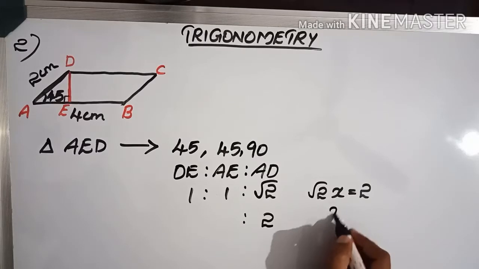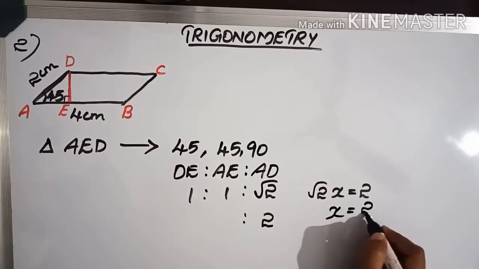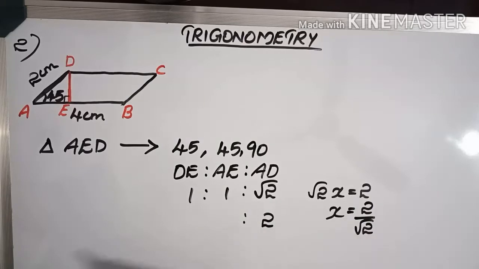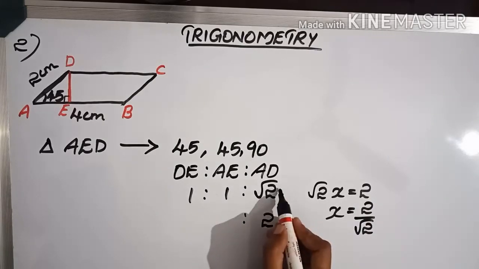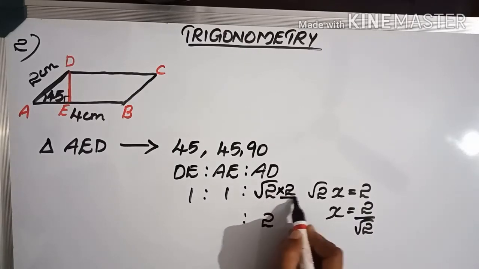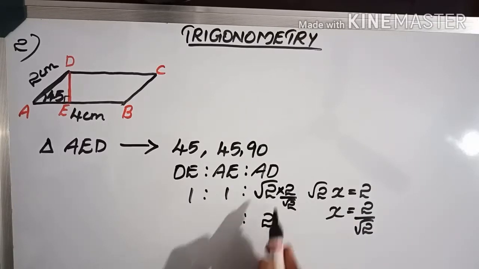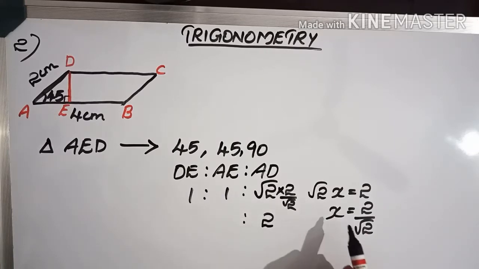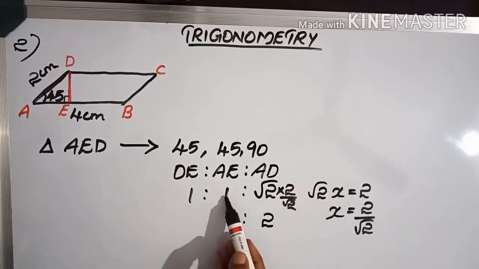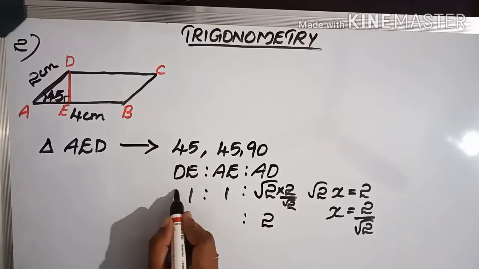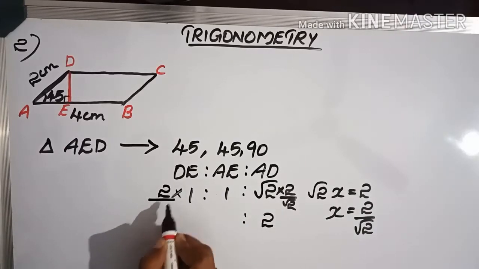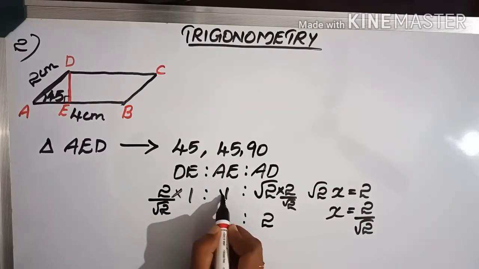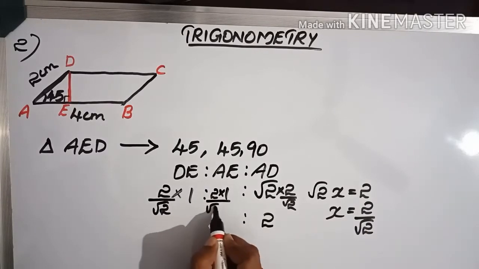So in order to find x, keep x here: x equal to 2 by root 2. Okay, so this root 2 into this 2 by root 2 is what? The answer is 2. This root 2 and root 2 will cancel and the answer will be 2. That's why 2 comes here. So that multiplication factor is 2 by root 2. With the same 2 by root 2, we have to multiply these two numbers. So here also 1 into 2 by root 2. Here also 1 into 2 by root 2.